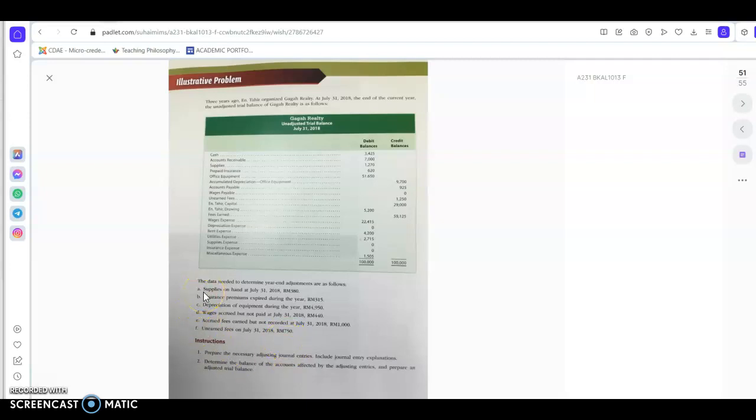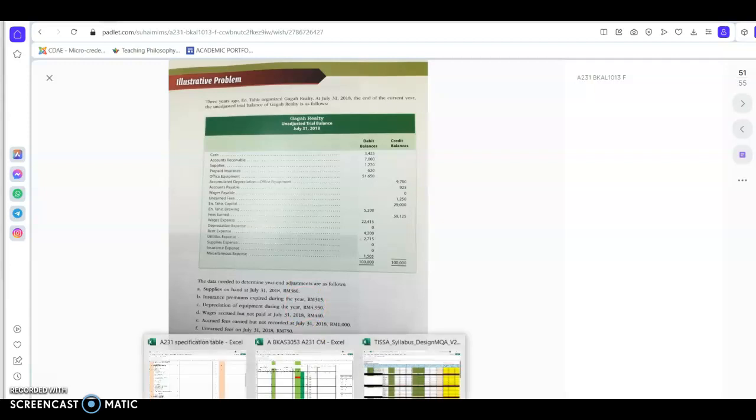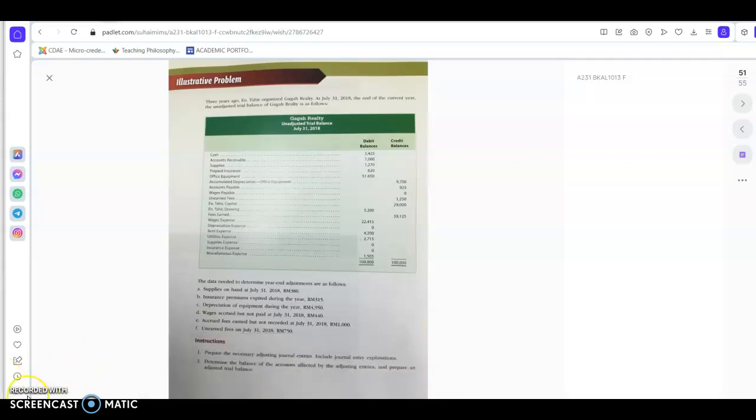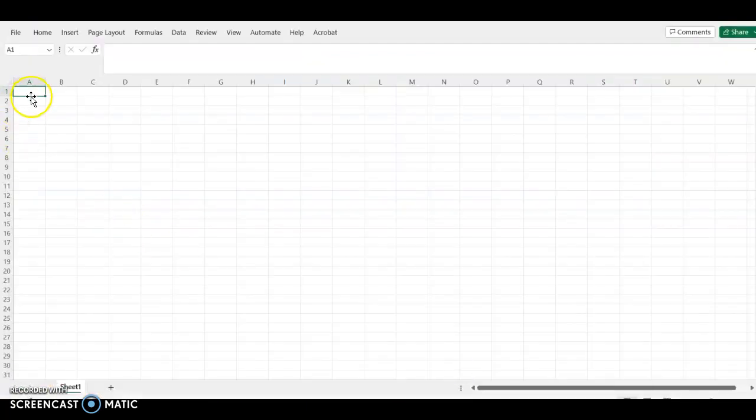So for A, we have to locate the supplies account here. The unadjusted trial balance shows that supplies is 1270. Okay, and we're given additional information here that the supplies on hand is 380. So we have to do some calculation here, and I will show it in Excel.